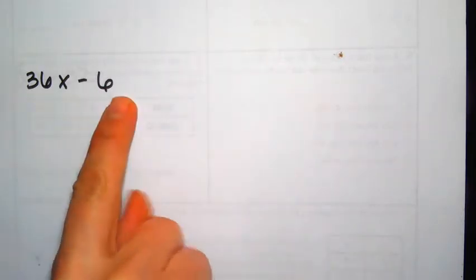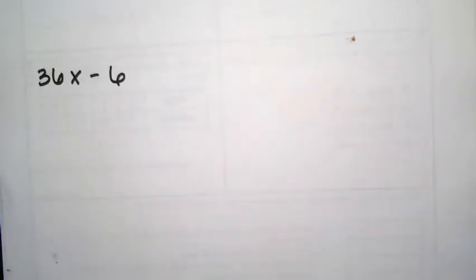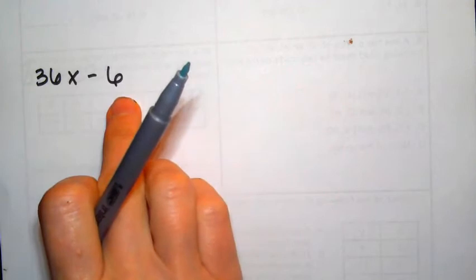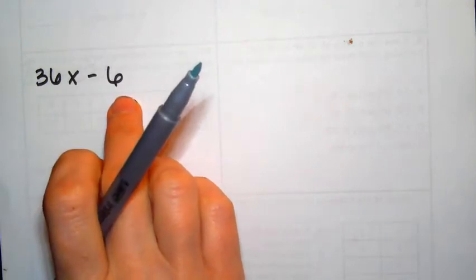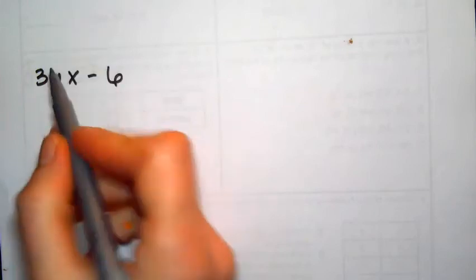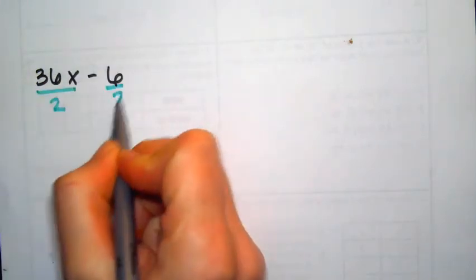Let's look at another one. We're actually going to look at 4. Okay, now we have 36x minus 6. I'm going to pretend for a moment that I don't know that 6 is the greatest common factor of 36 and 6. Let's just say that my times tables are a little rusty. I'm going to look at it and use some simpler math facts. I notice they're both even. I know even numbers are divisible by 2. So I'm going to divide by 2, divide by 2.